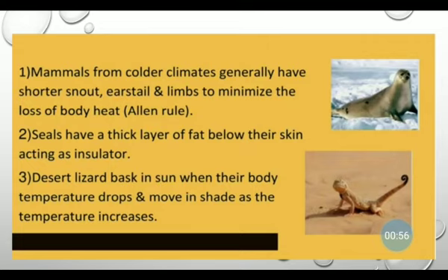Mammals from colder climates generally have shorter snout, ears, tail, and limbs to minimize the loss of body heat. Seals have a thick layer of fat below their skin acting as an insulator. Desert lizards bask in the sun when their body temperature drops and move into shade as the temperature increases.